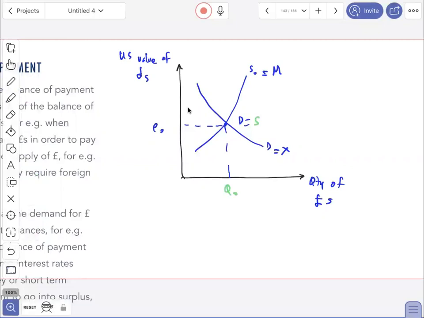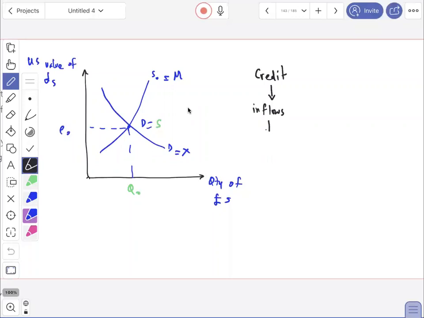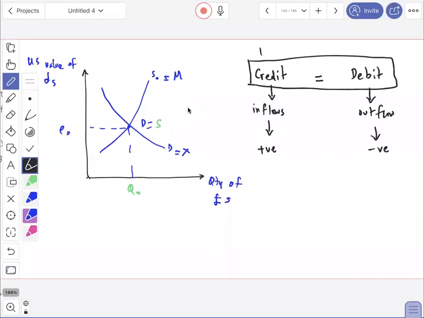Now, building on this argument, since demand and supply are equal, I can say that all the credit side of your balance of payment means inflows. Remember, we used to record it with a positive value, while all your debit side is your outflow, and we record it as negative. If debit and credit are equal, then the BOP must balance to zero, because all the money coming in is equal to the money going out.